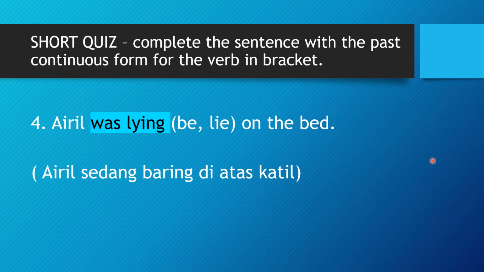Okay, it's was lying. Ariel was lying on the bed. We add was here because it's Ariel, a singular subject, and for the spelling rule, because the verb ends with ie, we omit the ie and change to ying. So Ariel was lying on the bed.